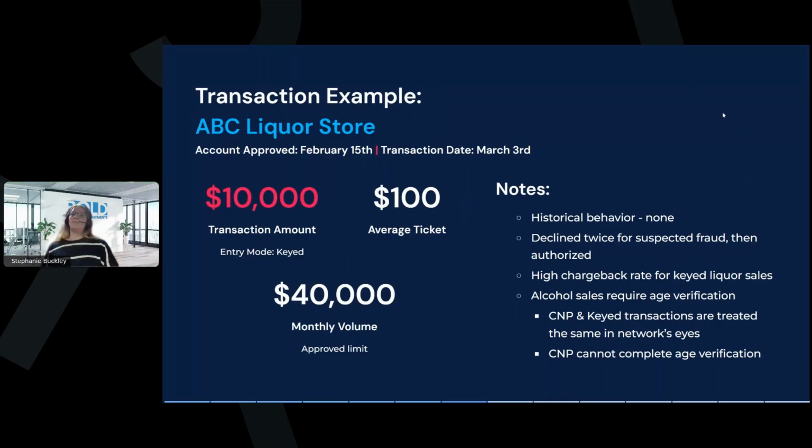So here's a transaction example. I love using liquor stores because there's just so many nuanced pieces to a liquor store that when certain areas go wrong, we're able to explain it much easier and make it very known why this is happening. So with this transaction example, hypothetically, it's a liquor store that was boarded on February 15th with a $40,000 monthly volume and a $100 average ticket.